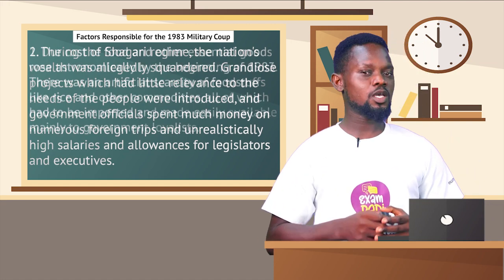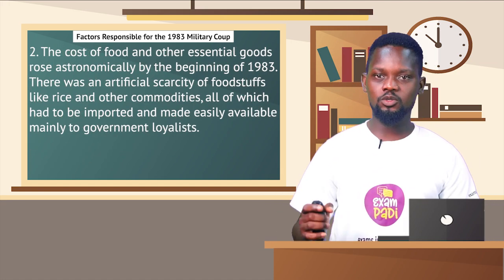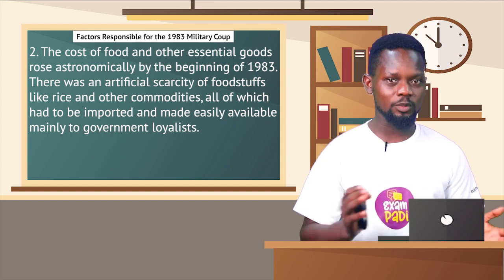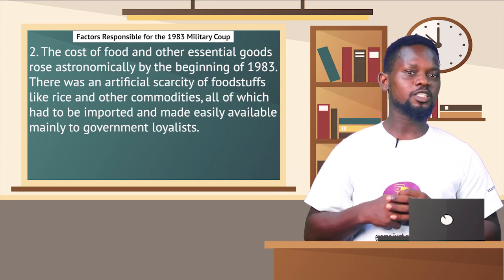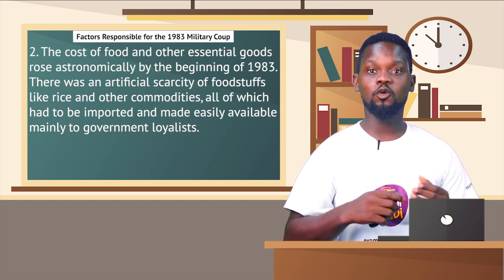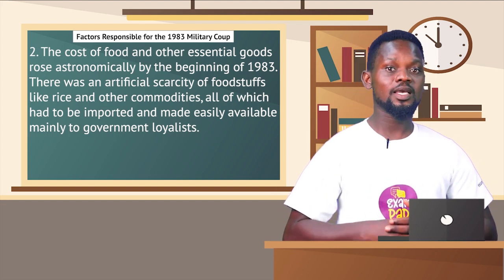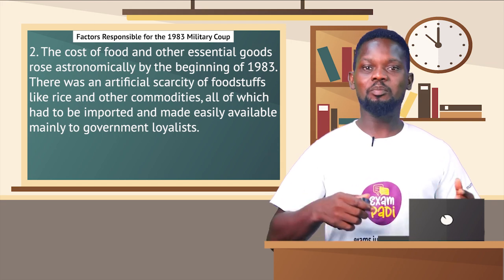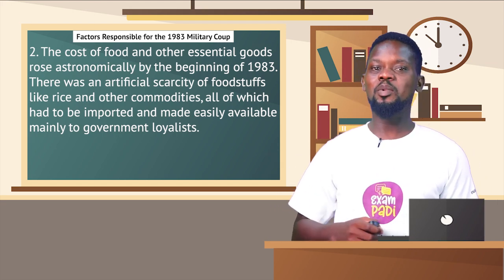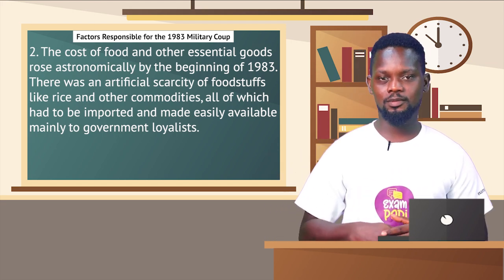Number 2, the cost of food and other essential goods rose astronomically by the beginning of 1983. There was an artificial scarcity of foodstuffs like rice and other commodities, all of which had to be imported and made easily available mainly to government loyalists.